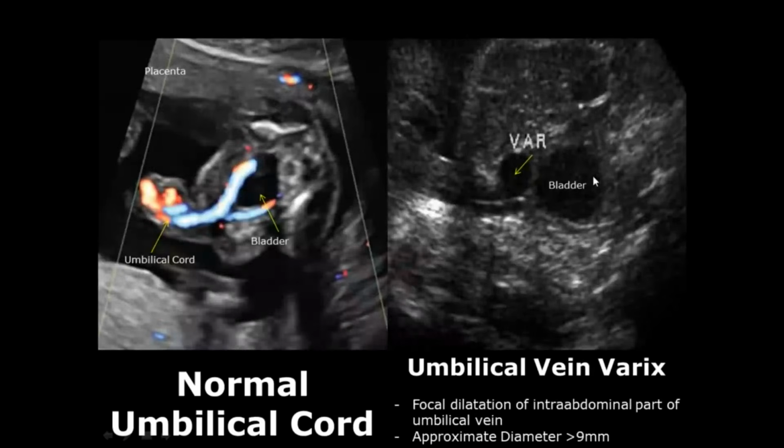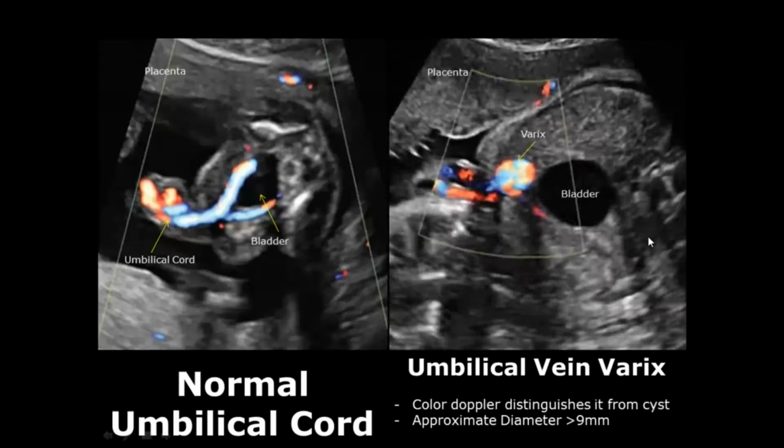Umbilical vein varix is a focal dilatation of the intra-abdominal part of the umbilical vein. We will see an anechoic structure near the bladder. This is the dilatation of the umbilical vein, and it usually measures around 9 millimeters in diameter.